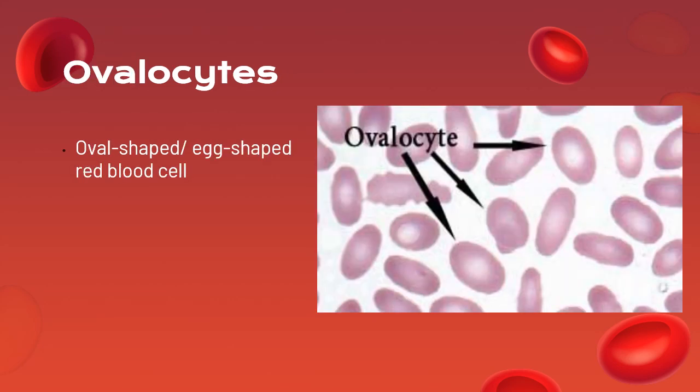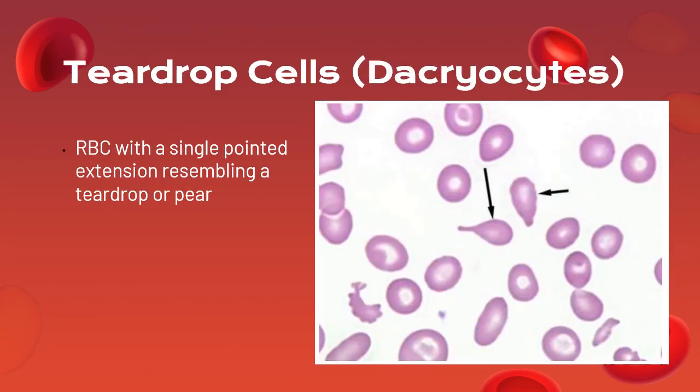Next, ovalocyte. As the name implies, oval in shape. Teardrop cell, it looks like a tear. Teardrop or dacryocyte. You can remember the word cry here. So, teardrop: it has a single pointed extension resembling a teardrop or pear shape.